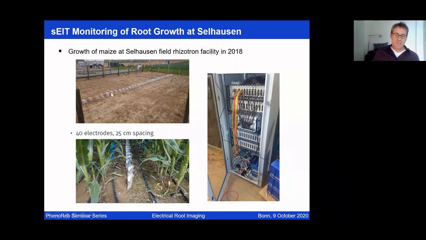you've seen this. This is the Selhausen Rhizotron facility with a linear array of electrodes and some electronics, with the electrodes here across basically three plots, which have been treated in a different way. Here you see the measurement system in the basement of the Rhizotron facility.